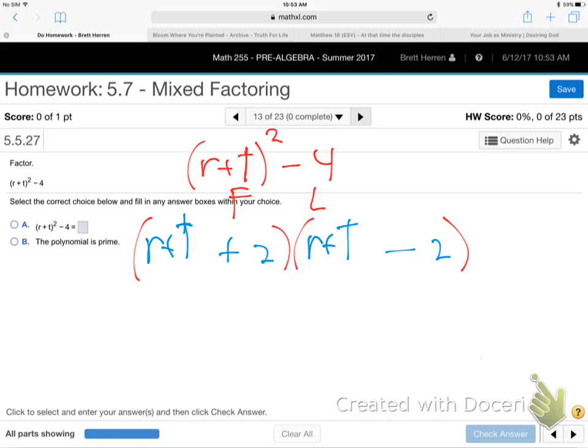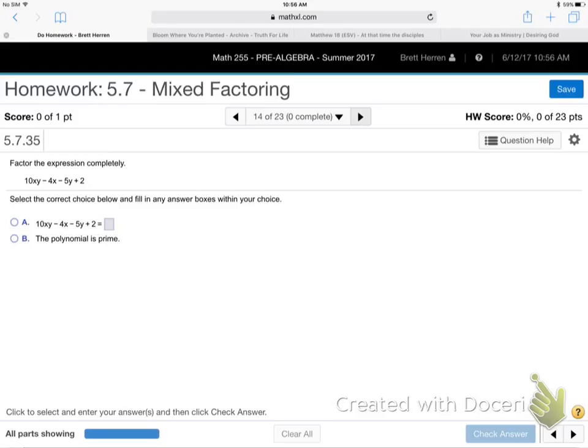Let's do one more. Alex says the next one's a doozy. That's my word, not his. I like the word doozy. So we'll stop with this one. This one's a tricky one.